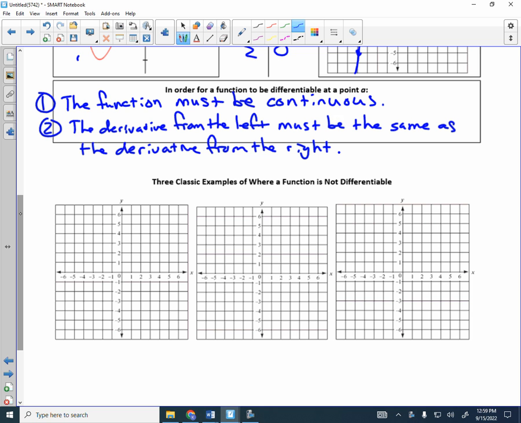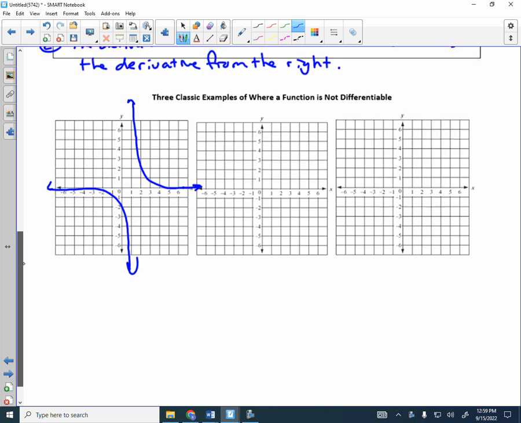I'm going to show you the 3 classic examples of where a function is not differentiable. And the first one we're going to look at is this. We've seen that function before, right? You can take the derivative of this function at every spot except for one x value. What do you think is the x value where we can't take the derivative? Why? Because it's discontinuous there, right? So it's discontinuous, so therefore you cannot take the derivative at x equals 1.